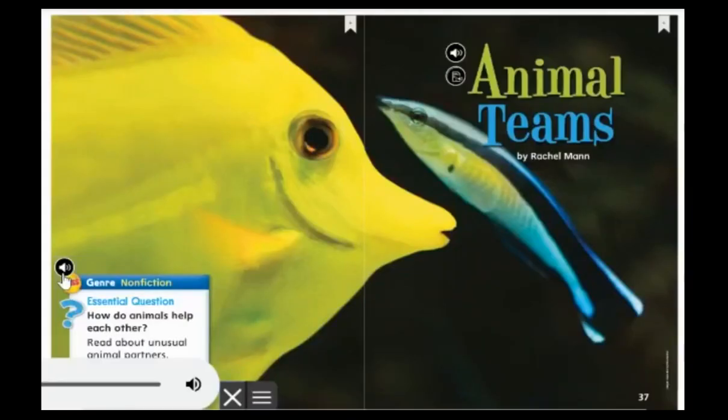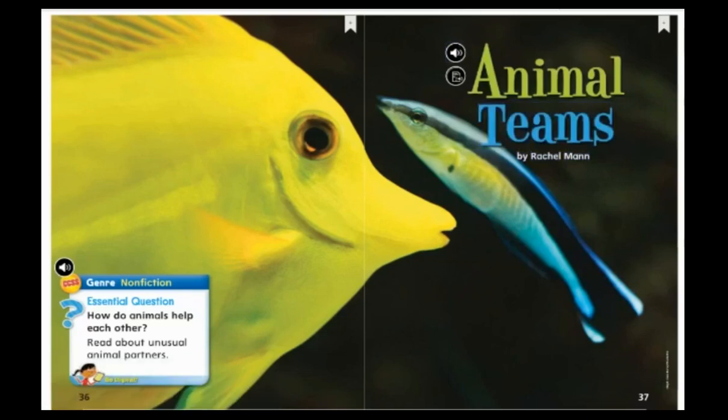Genre, nonfiction. Essential question: How do animals help each other? Read about unusual animal partners. Animal Teams by Rachel Mann.